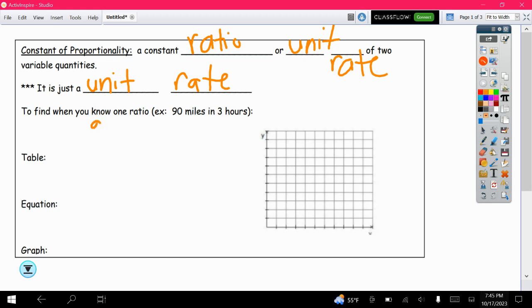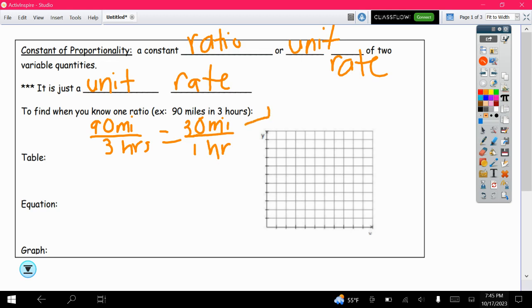So we know we're going to do 90 miles over 3 hours. And to find a unit rate, we're going to do our numerator divided by our denominator. So when we do 90 miles divided by 3 hours, we end up with 30 miles in 1 hour. Now, when we write it as 30 miles per hour, we're writing it as a unit rate.